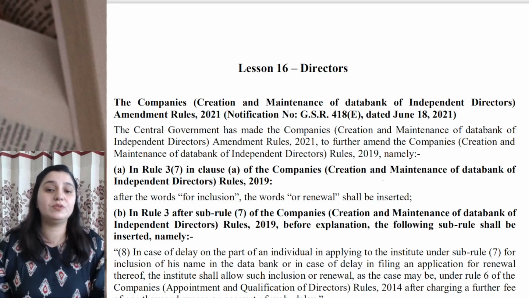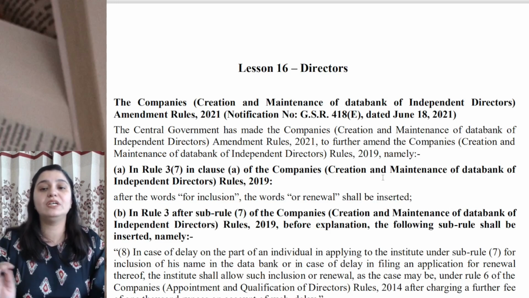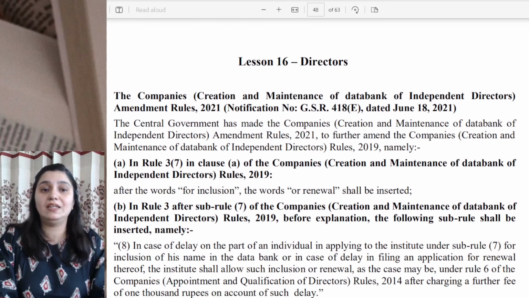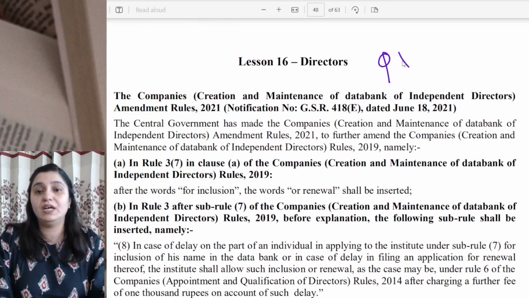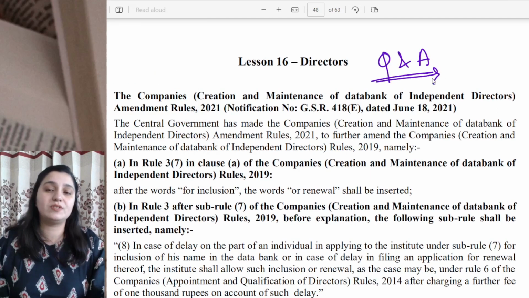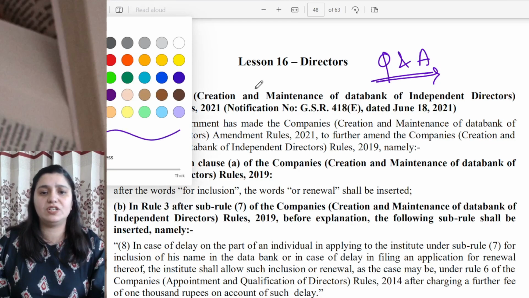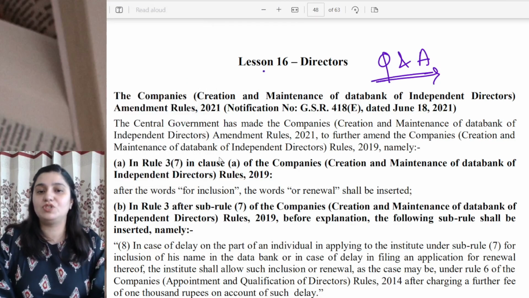Starting with the first chapter, which is directors, you will be happy to know that along with the amendments, they have also given question answers which can be asked in the exam. They have made question answers that can be asked directly in the exam. As you proceed further you will see how the question answers have been asked, and in the same way, or with a little change, they can be asked as a case study.